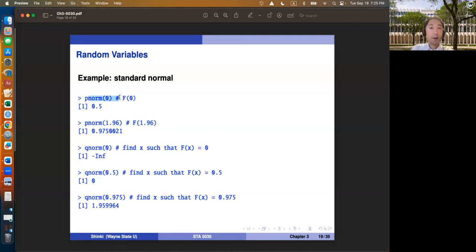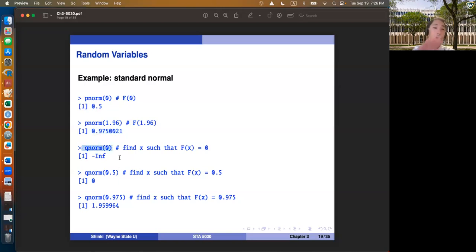And these are some examples. pnorm of 0 is the probability that x is less than 0. The normal distribution is symmetric around x equal to 0, so the left-hand side area is just half of the entire area, so 0.5. pnorm of 1.96 is about 97.5%, 0.975. You can see the area to the left of x equal to 1.96 is almost the entire area under the curve, so it is almost equal to 1, just slightly smaller than 1.